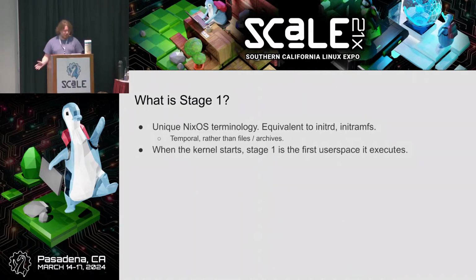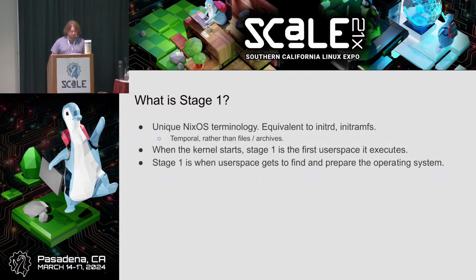But with that out of the way, stage 1 is the first user space code that the kernel calls once the kernel is started up. So when your bootloader gets going, it loads up your kernel, and it loads up an initrd archive, and then the kernel unpacks that into a memory file system and runs its init process as PID 1. And its job is to find and prepare your operating system.